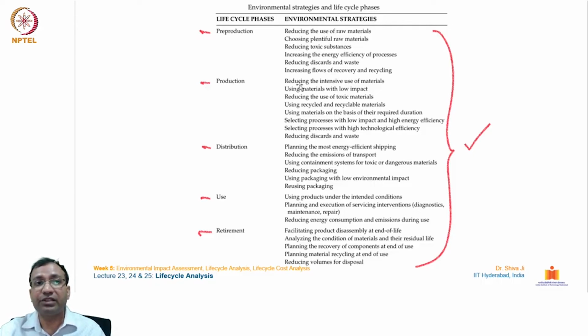At the production stage, you can go for reducing the intensive use of material, so we can minimize the use of materials and the wear and tear, and that's how we can extend the longevity of that product. We can go for using materials with low impact. For example, for constructing houses in rural areas, it is a traditional practice to go for mud construction, using timber, using bamboo.